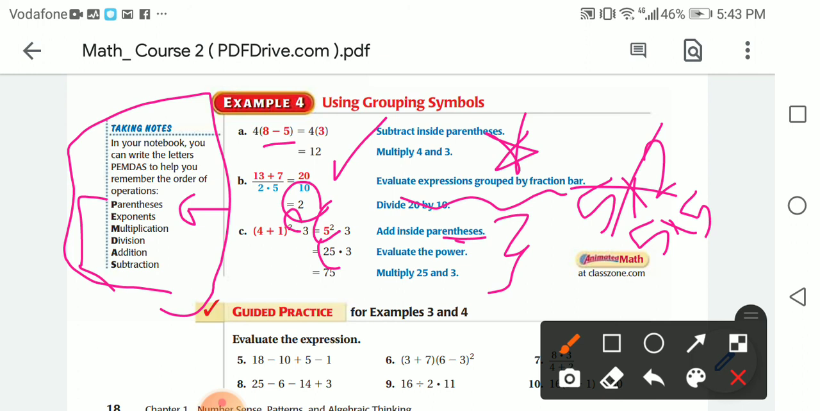25. Then what should I do? Multiply. Remember, Hanan, Yasmin. Multiply. Yes, multiply 25 times 3 equals 75.